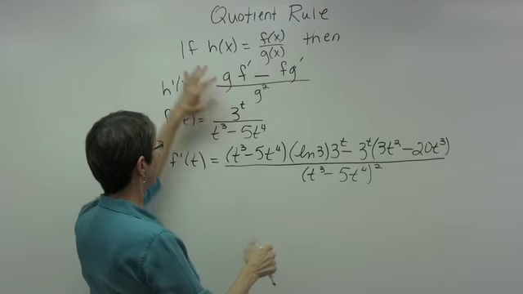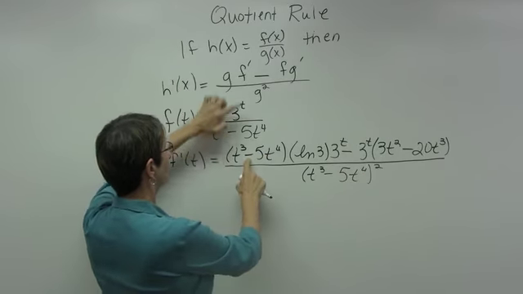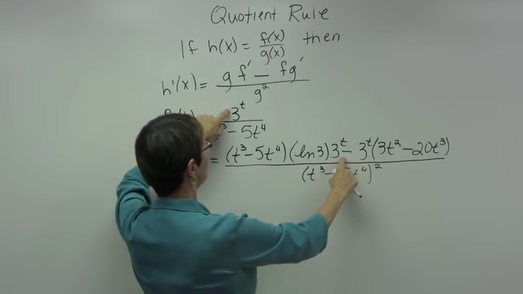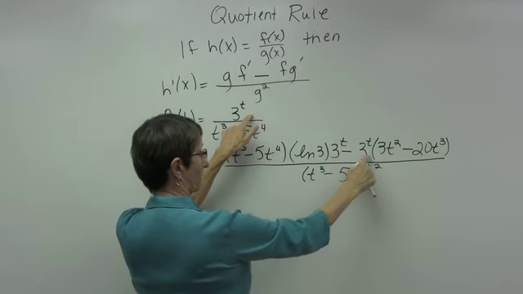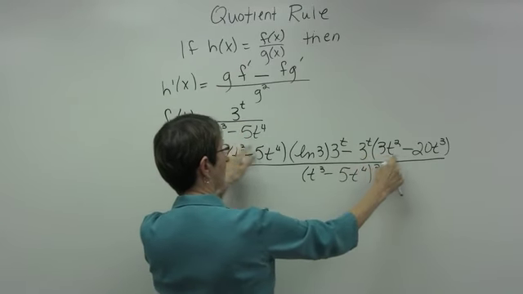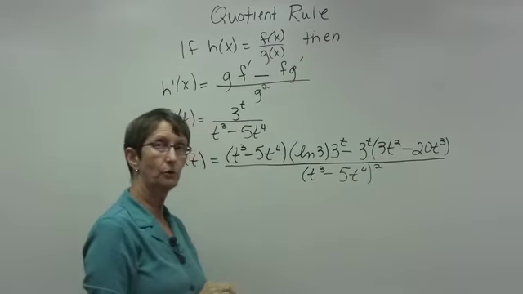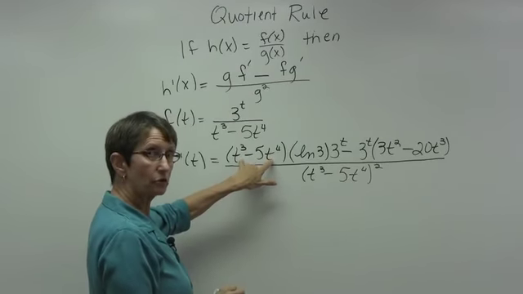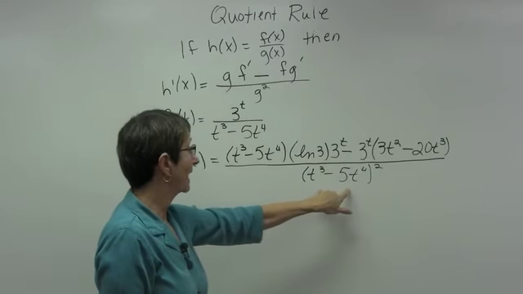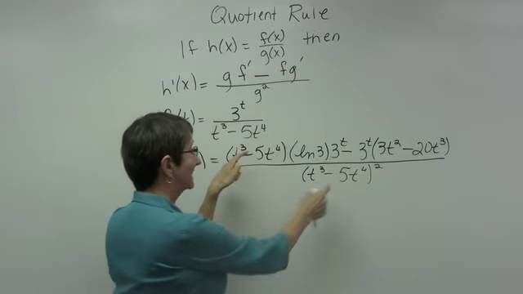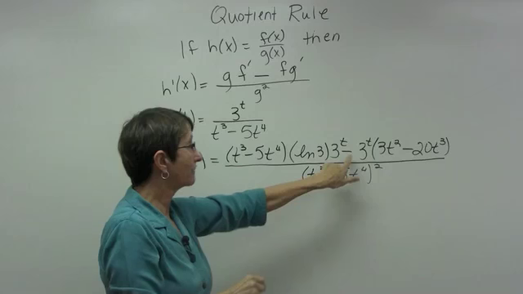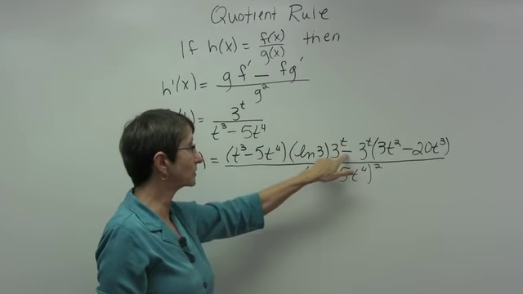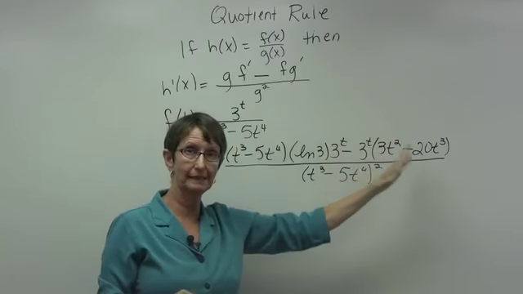So let's check this. I started with the denominator times derivative of the numerator, ln of 3 times 3 to the t, minus the numerator times derivative of the denominator over the denominator squared. Now, please notice I have a t to the third minus 5t to the fourth here and here, although it's squared. These do not cancel. You have a subtraction up here. You cannot cancel those two because the subtraction sign divides this into two pieces.